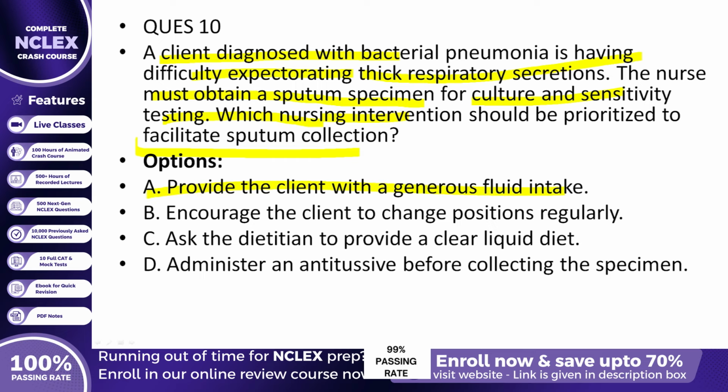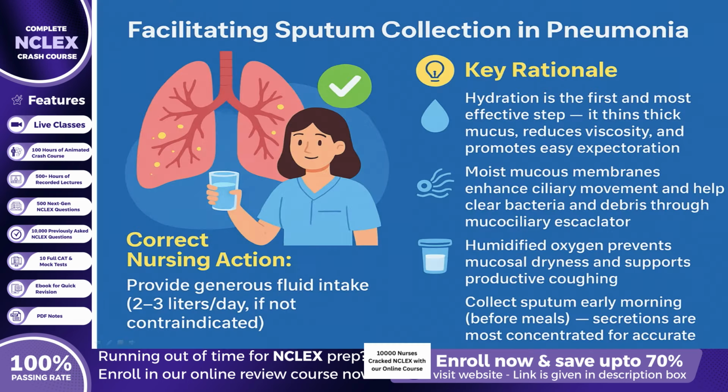When a client with pneumonia struggles to expectorate thick sputum, the nurse's first and most effective action is to promote systemic hydration. Increasing fluid intake to approximately 2 to 3 liters per day, if not contraindicated, helps thin the mucus, reduces its viscosity, and facilitates easier expectoration. This also keeps the mucous membranes moist and supports the mucociliary escalator mechanism, which plays a vital role in clearing microorganisms and debris from the airways.